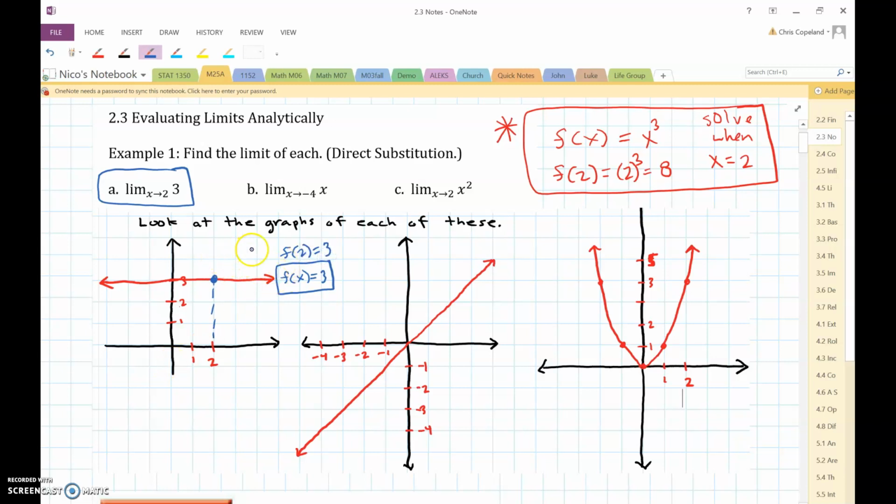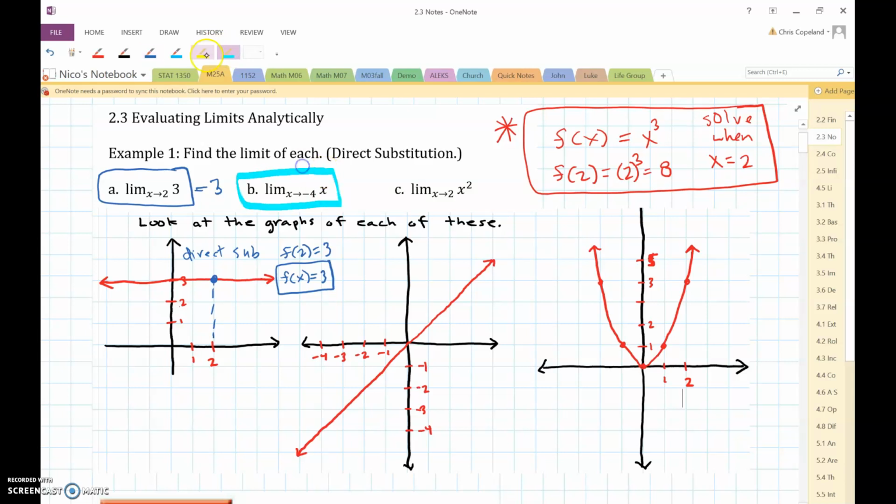This is direct substitution. So the answer here is 3. So here we can do direct substitution. I'll show you some cases throughout today when direct substitution doesn't work. Let's look at B.